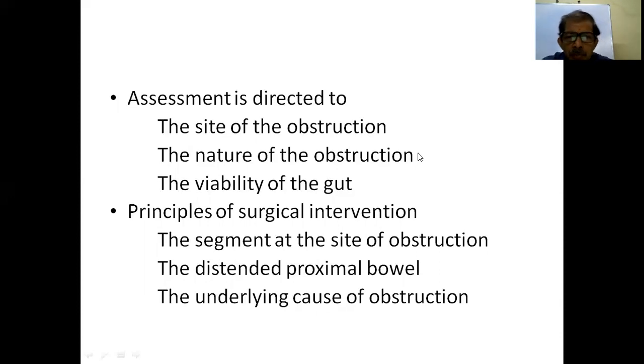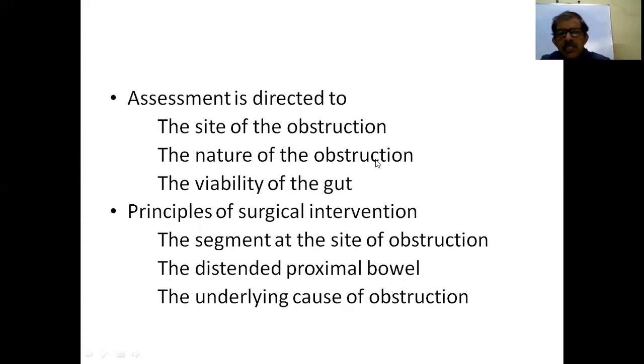Is it benign or malignant, or are there any adhesions or the like? If it is malignancy, you will do as little as possible so that you can resuscitate the patient again and then do laparotomy at an appropriate time for a definitive surgery. Whereas another important point is viability of the gut, which we'll discuss in detail now.